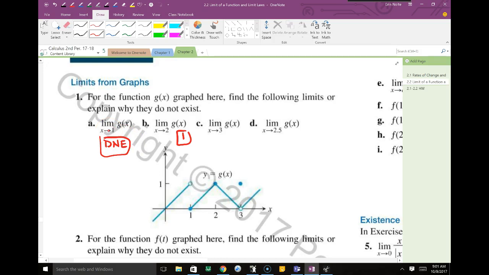Okay. What about as x approaches 3? As we approach from the right hand side, what is the function approaching? 0. As we come in from the left side, what is the function approaching? So therefore the limit is? What about that dot? 0. What about that dot?